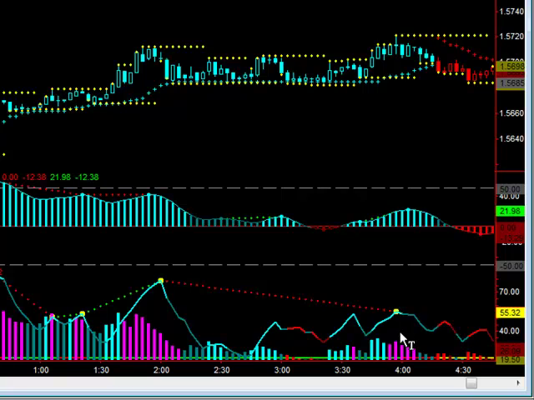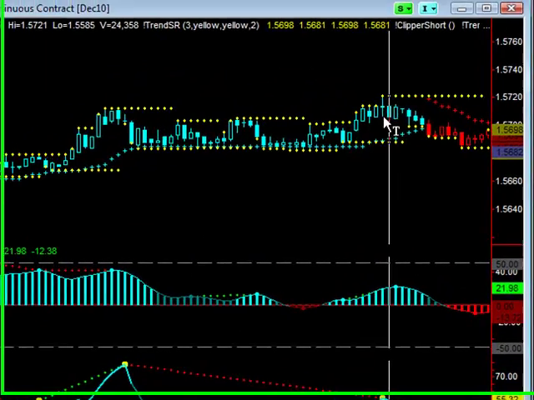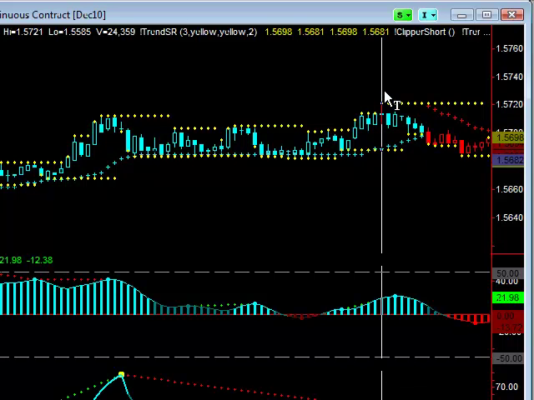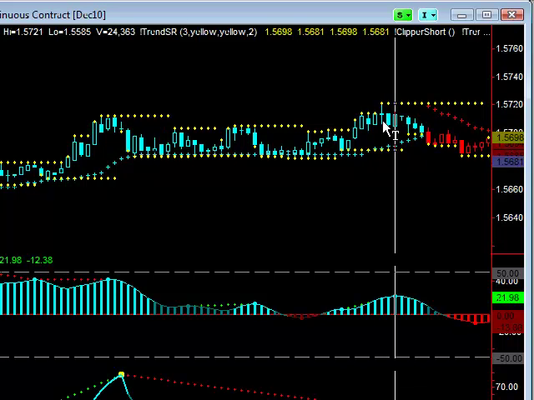Then your final divergence actually comes here. In that particular bar, you make a new high and then it closes in the middle of the bar. That is one that's telling you the buyers are definitely losing control now.